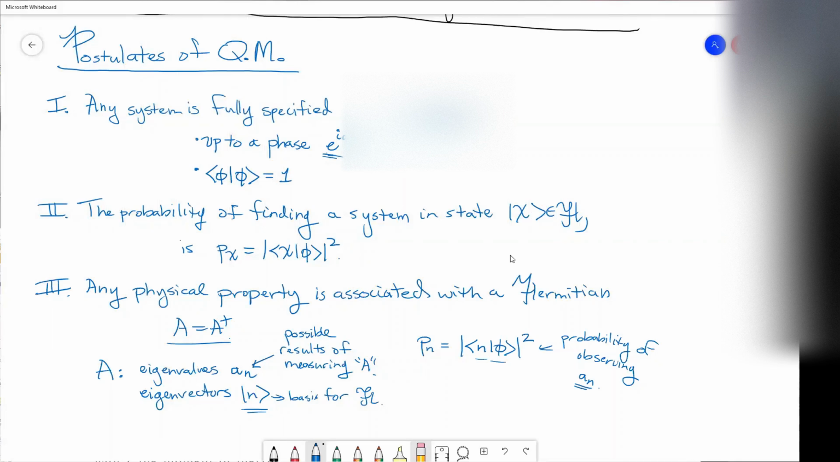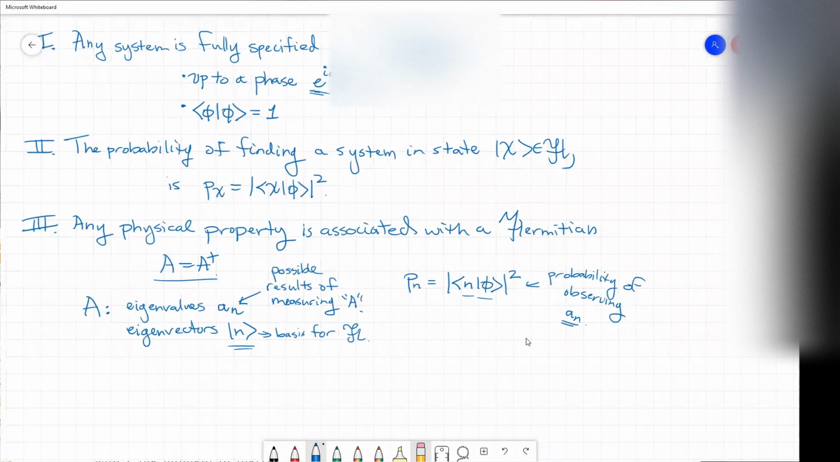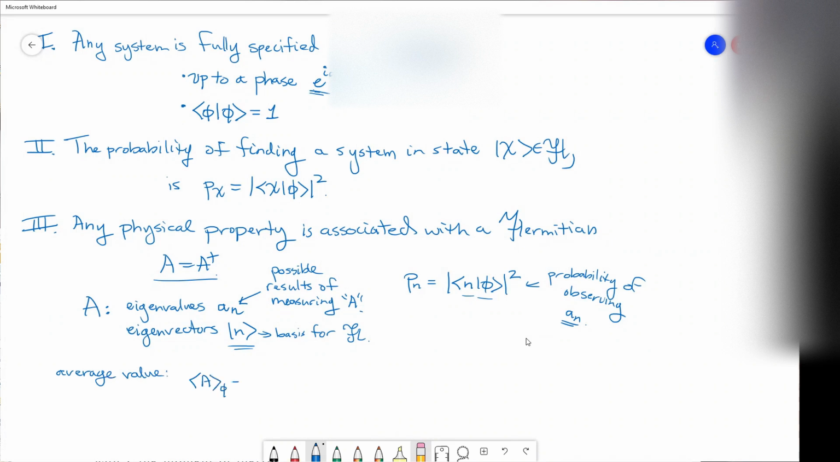So if that's the case, then there's lots of things we could do. We could, for instance, calculate what happens if you take a bunch of these systems and you measure that same property over and over again. You could have the idea of an average value for your physical property, which would just be A, and we put a little phi because that's the state of the system that we're preparing the system in.